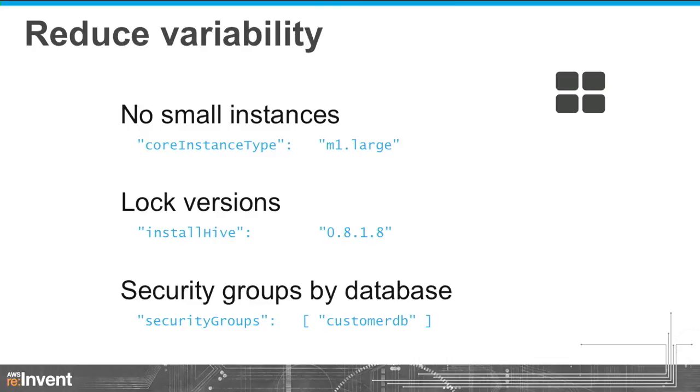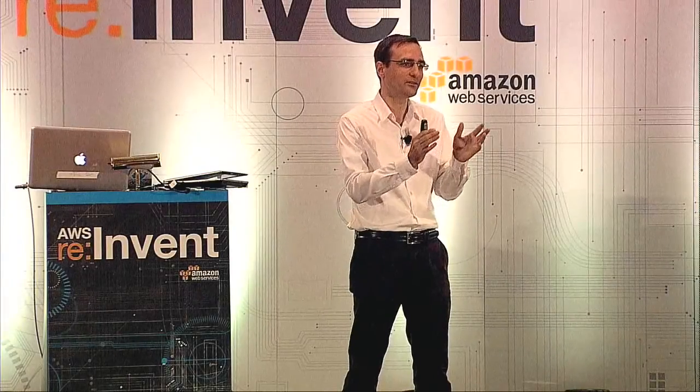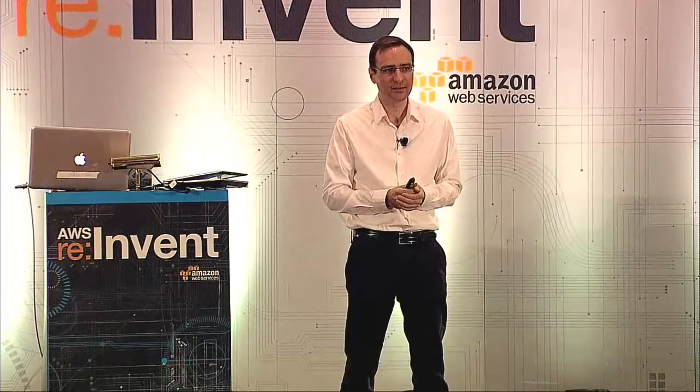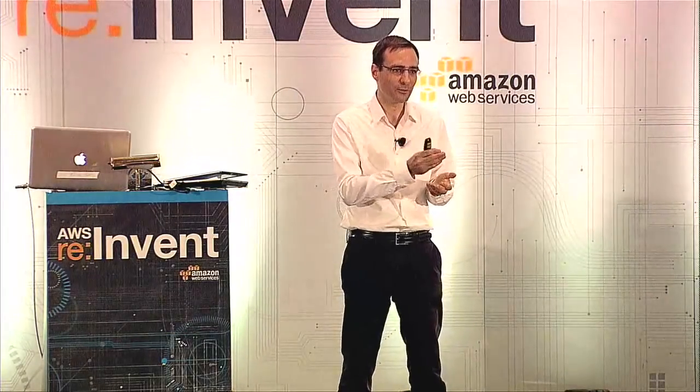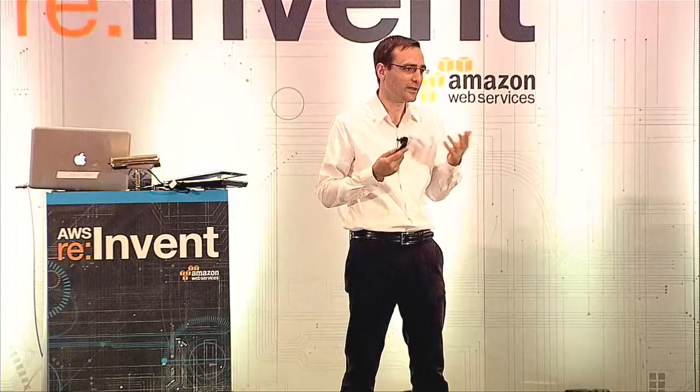What we do now is we statically define security groups by the databases, by the data that they need to access. And then when we define a new pipeline, we point to one of those predefined groups. That's been working a lot better for us.